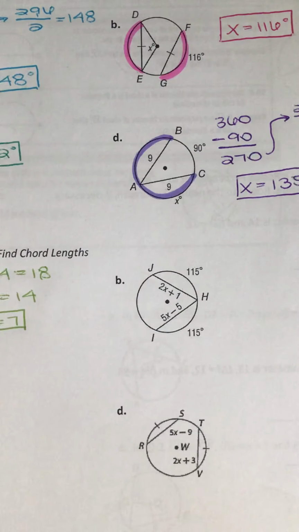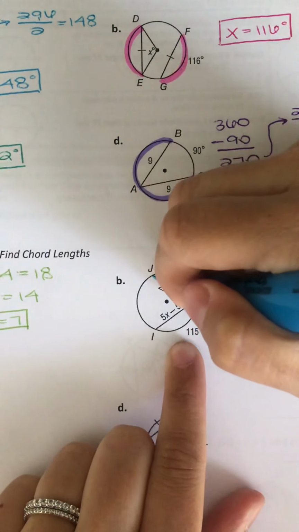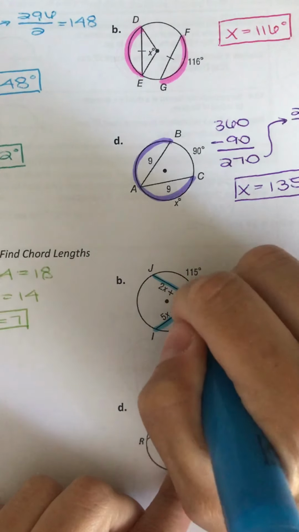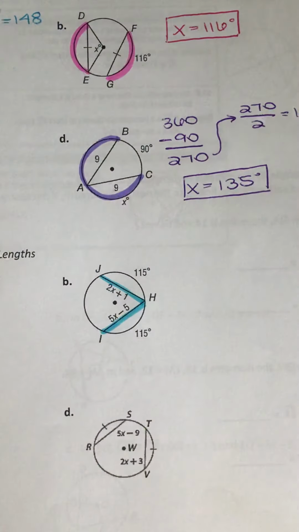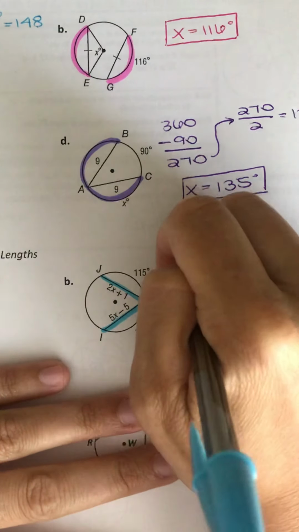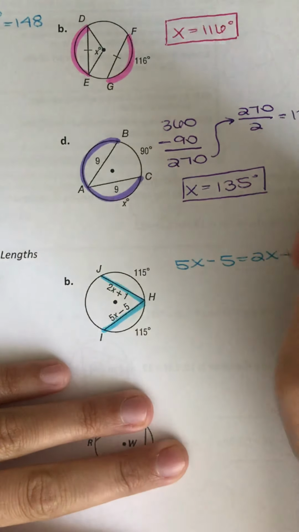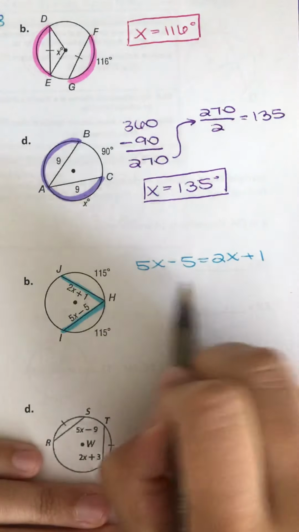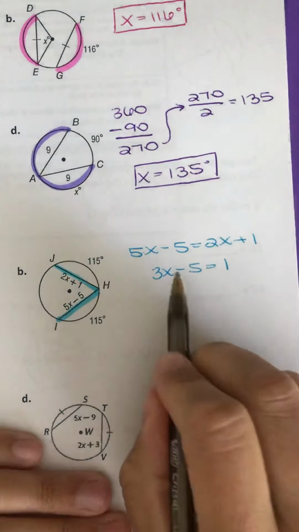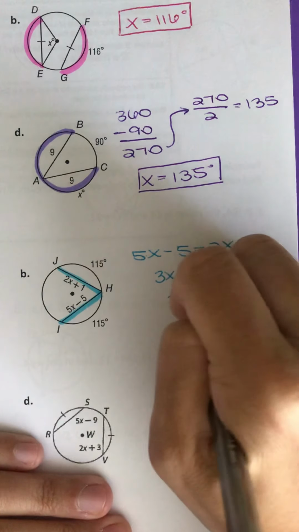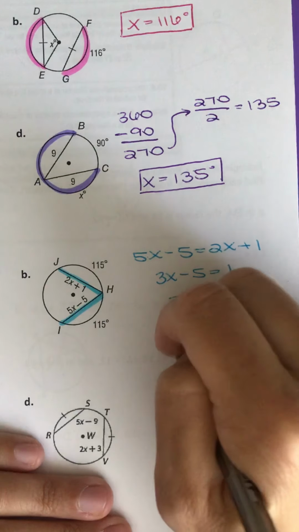Let's try another one. Both these arcs are 115. So I'm going to set 5x minus 5 equal to 2x plus 1. I'm going to subtract 2x over here. I have 3x minus 5 is equal to 1. Add 5. 3x equals 6. Divide both sides, so x is 2.